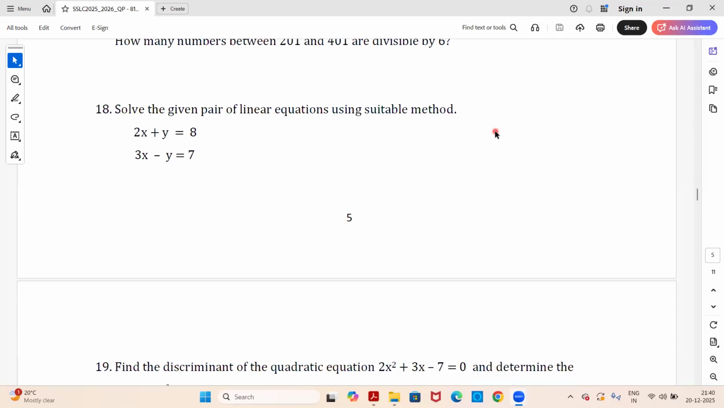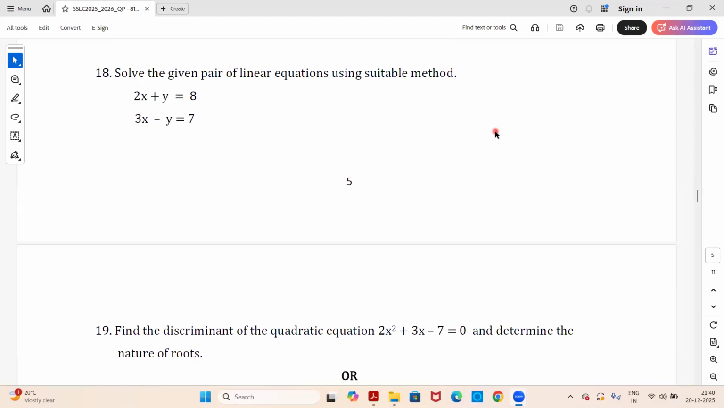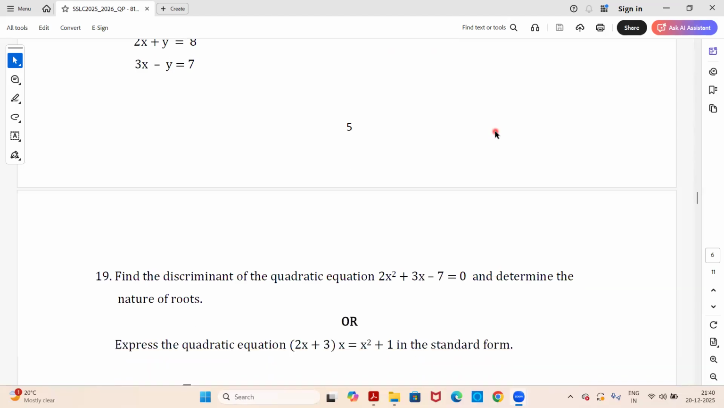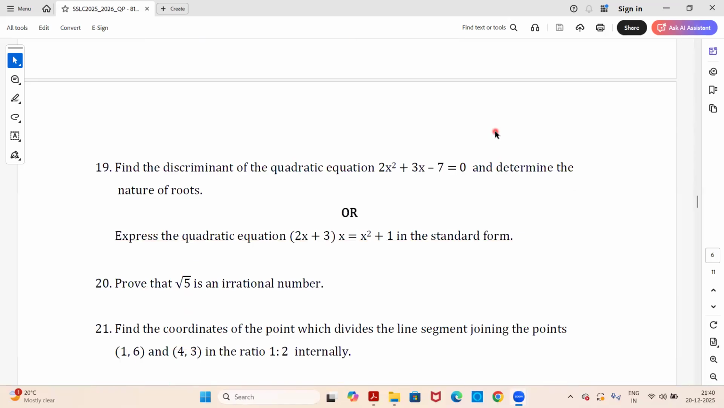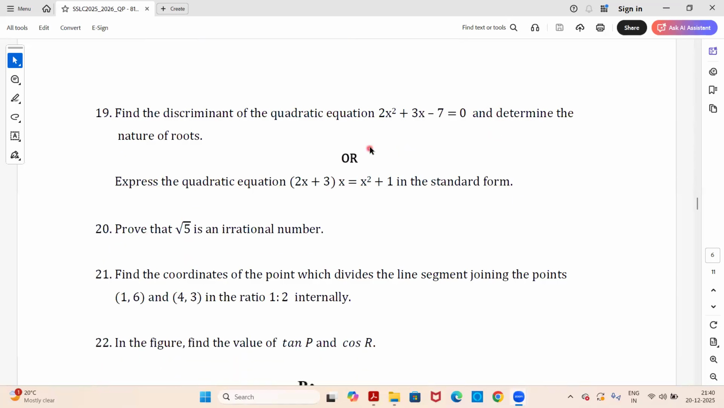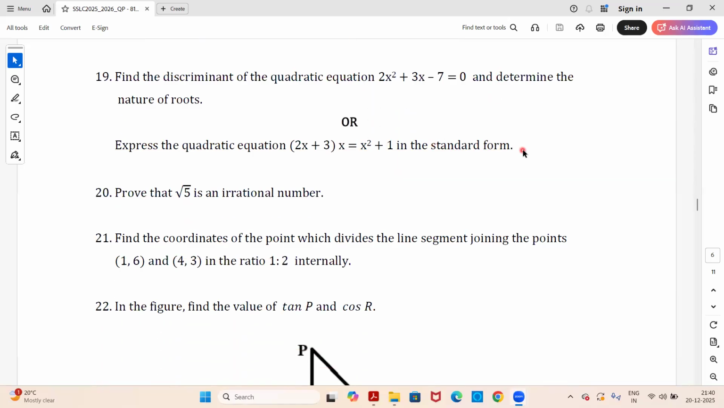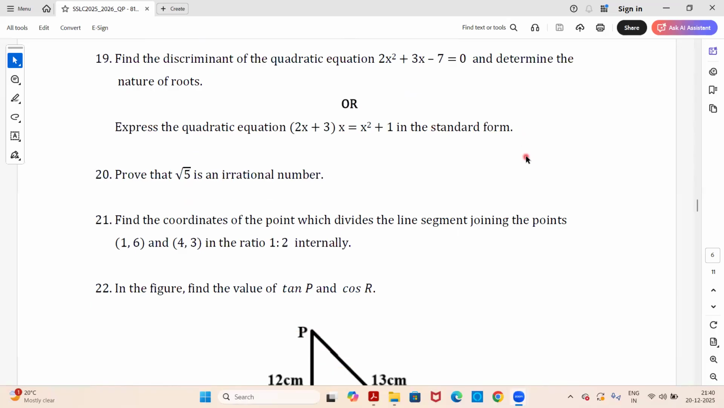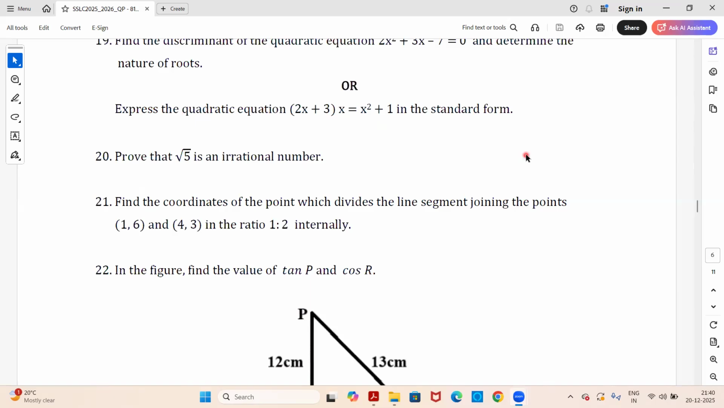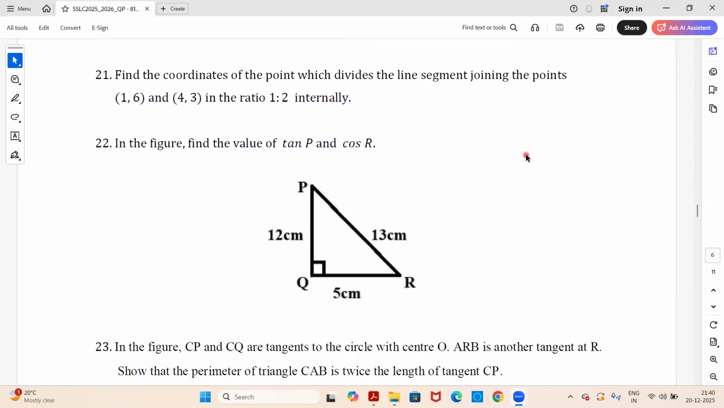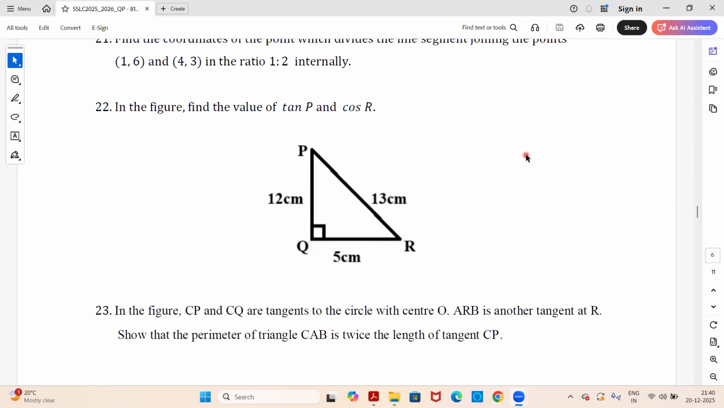You can attempt that. Then question 18th is a compulsory question, no options given. Again, question 19th has an option there. So any one you can attempt from here. So these are the kind of questions which are asked. Okay. Then question 20, 21, 22, all are compulsory questions.